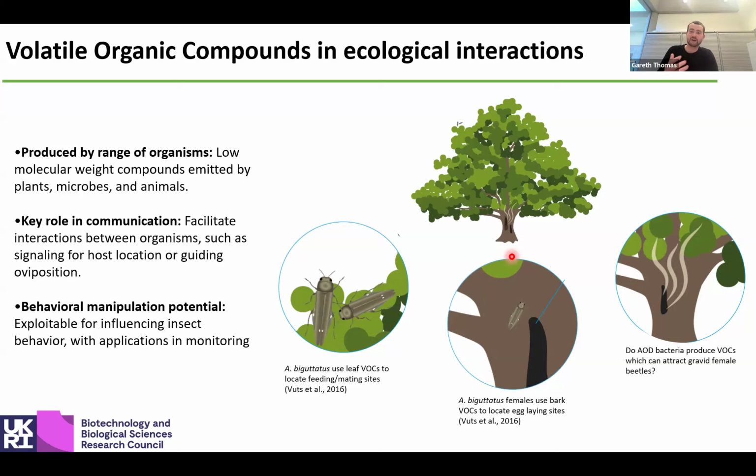These volatiles do seem to be playing a role in the life cycle of the beetle, but this is under a healthy tree system. What currently isn't known is how the presence of this disease, acute oak decline, can influence the behaviour of these beetles and can be manipulated to improve the monitoring of the beetle.